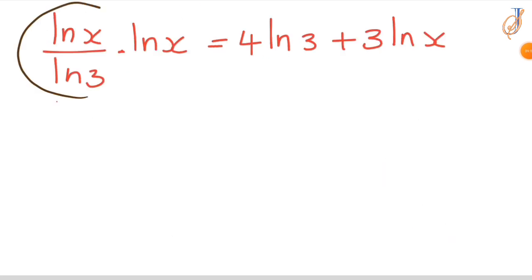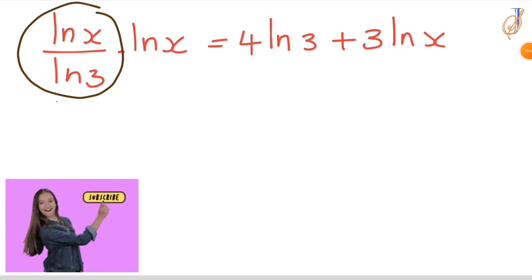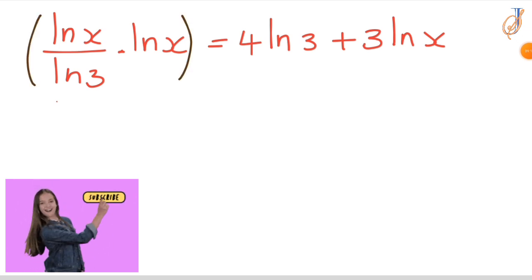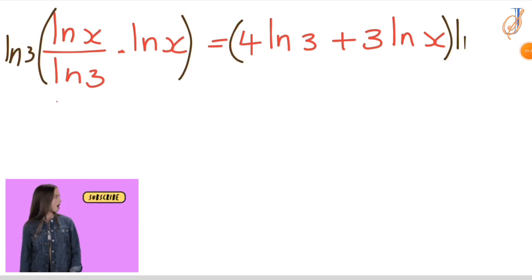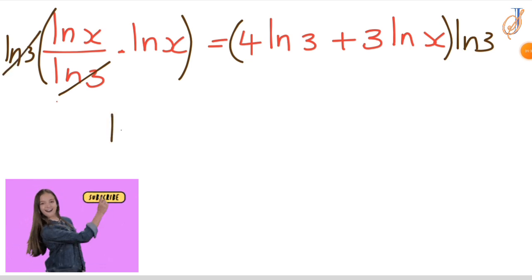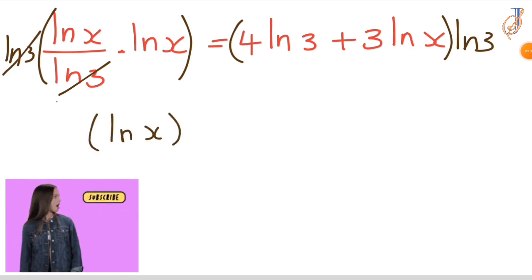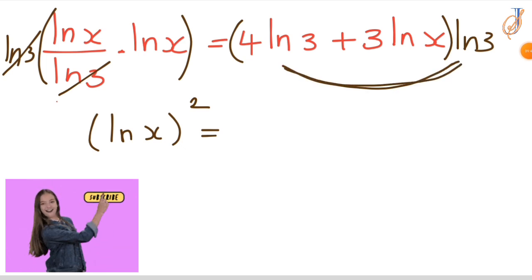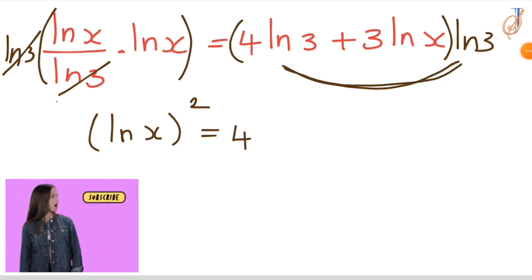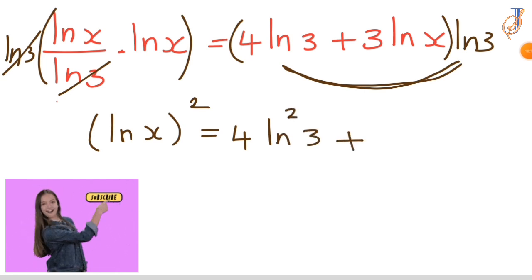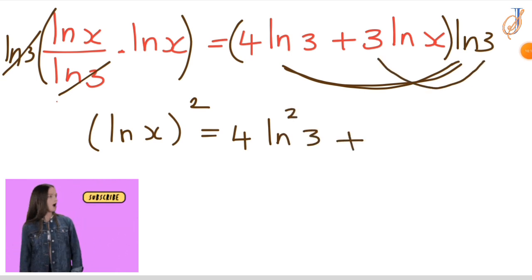Here we have a fraction. To make it clear, multiply through by ln 3 on both sides, so that we get rid of the fraction. Here ln 3 gets cancelled. You are left with ln x whole power 2, that is equal to, opening the bracket and expanding the terms, 4 ln square 3 plus 3 ln x times ln 3.